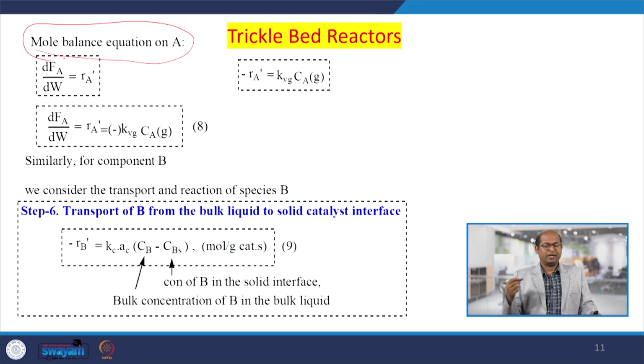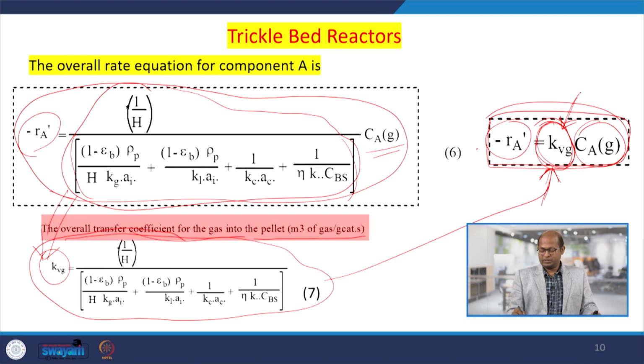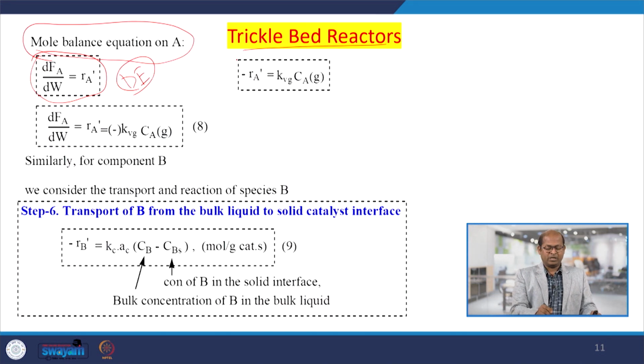This is one kind of packed bed type of reactor, therefore a trickle bed reactor. So, the design equations we have to consider are those of a packed bed type of reactor. So, dF_A by dW equals R_A prime. From equation 6, minus R_A prime equals k_Vg into C_AG, that we have derived. So, these equations we can substitute here.